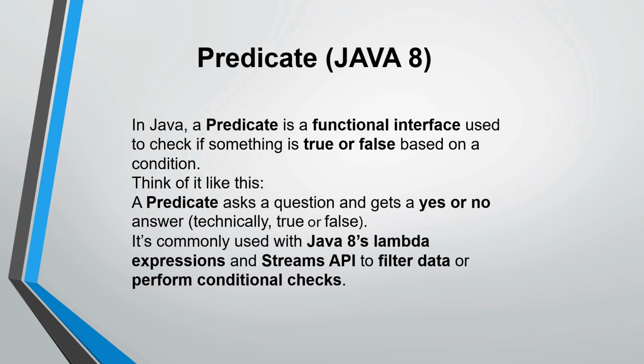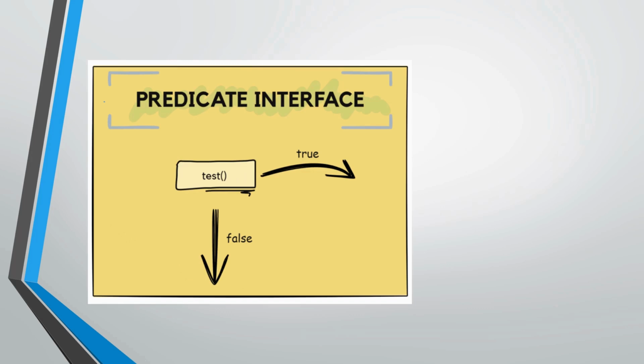It is used with the Stream API to filter data or perform some condition. This is where we will use the Predicate interface. I have given one diagram here showing how the predicate function will work. We will apply the test method on the predicate, and that predicate will give us either true or false.